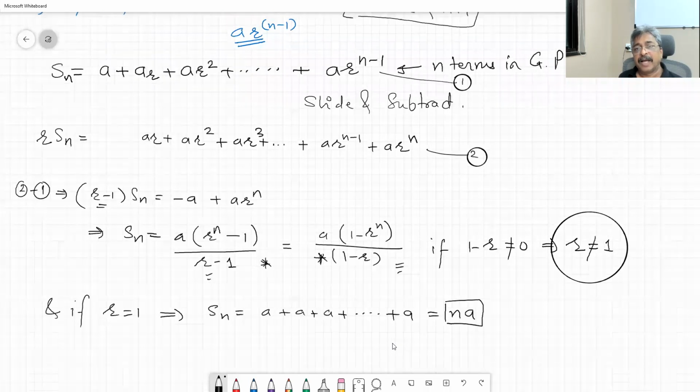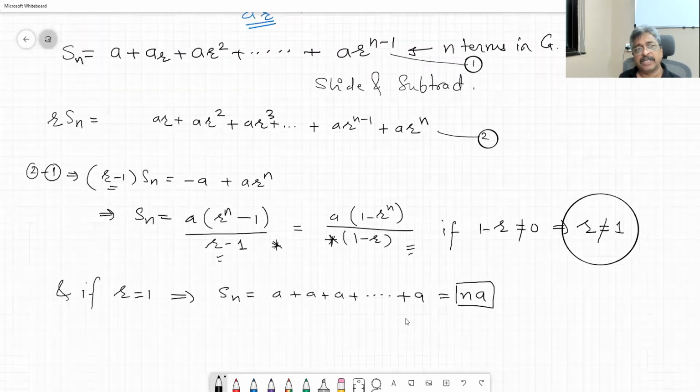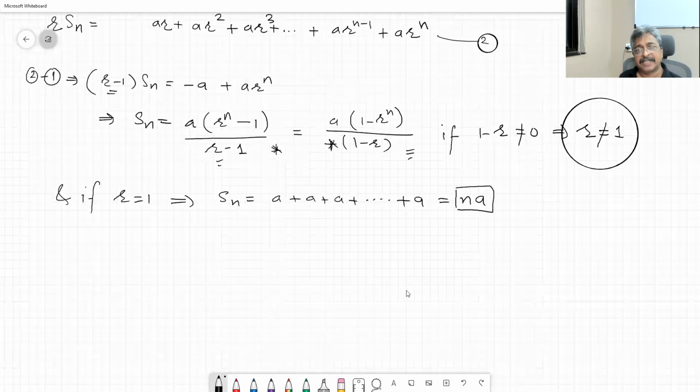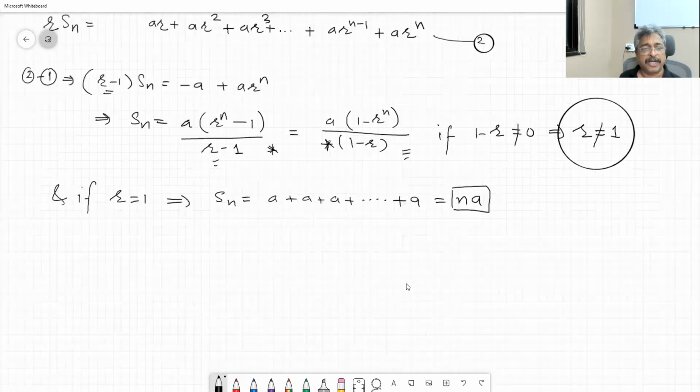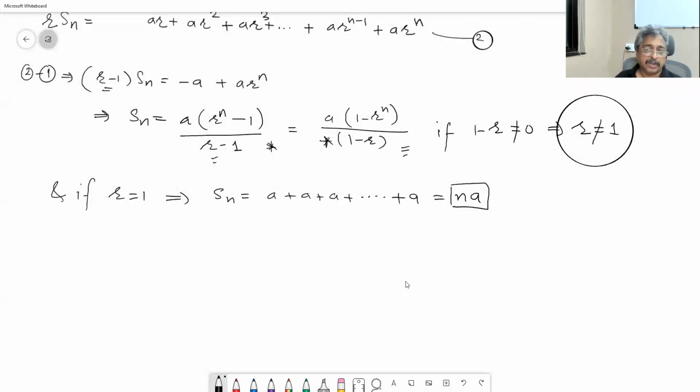Reverse and add for arithmetic progression, slide and subtract for geometric progression. Now, let us observe if the common ratio r is equal to say 2 by 3, which is 0.67. Suppose there are 100 terms, we want to find out S100.